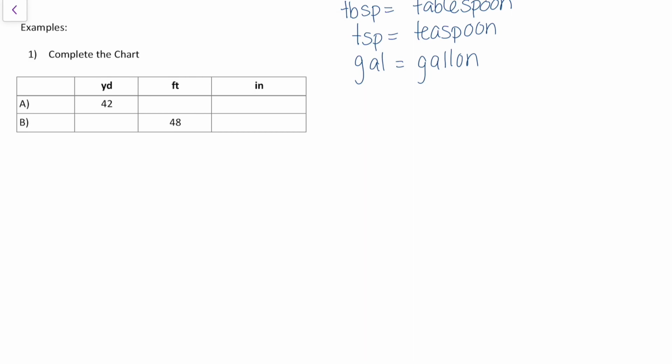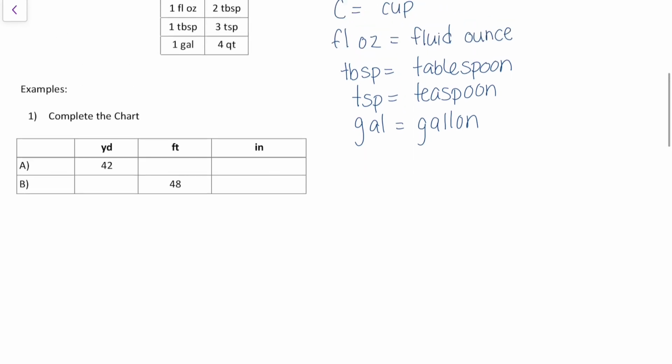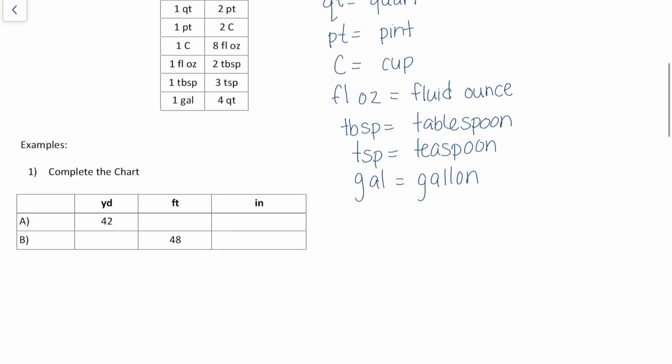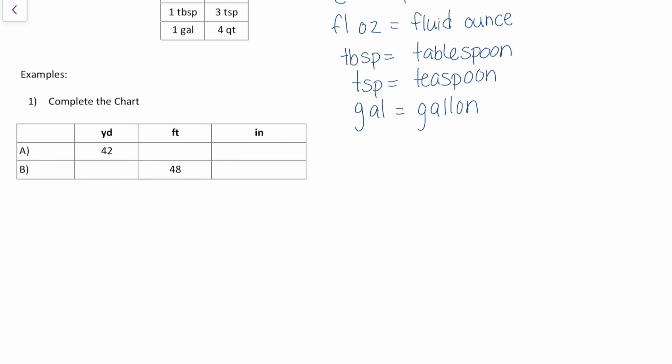So for example, in this chart, we need to fill out the rest of the chart here. We have 42 yards. We're going to need to go between yards, feet, and inches. So let's look at our conversions up here. 1 yard is 3 feet. 1 foot is 12 inches. So let's write those out. So 1 yard equals 3 feet. And 1 foot is 12 inches.